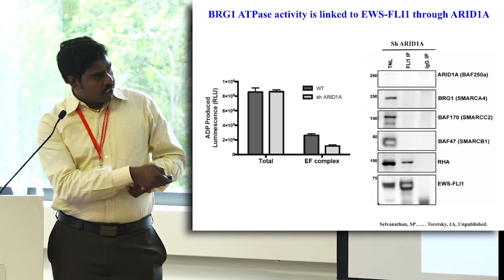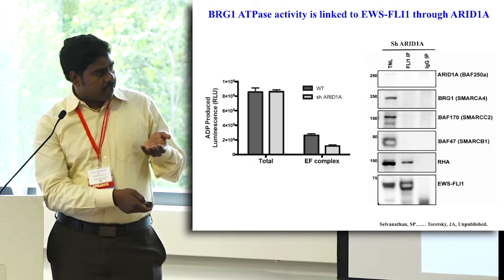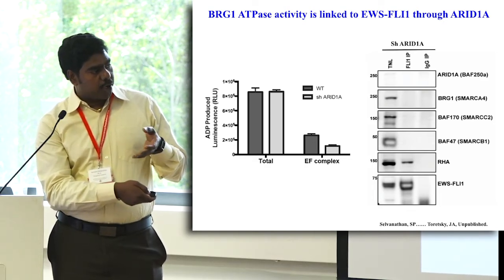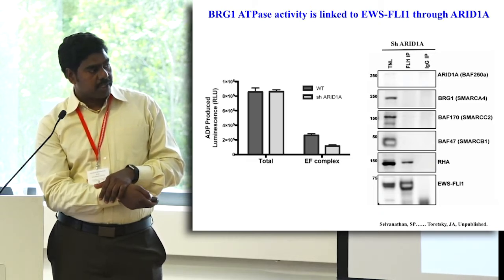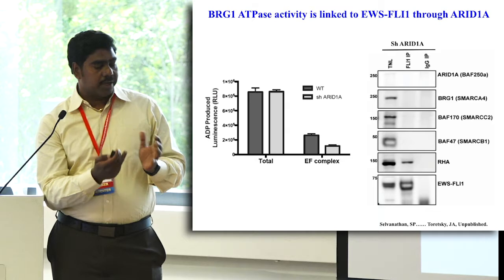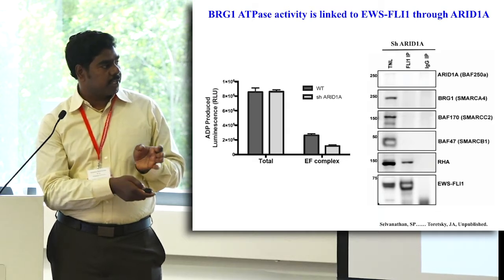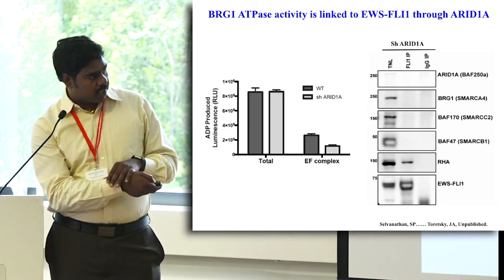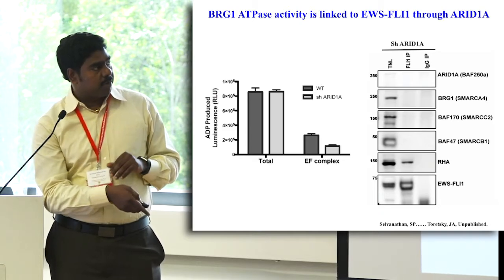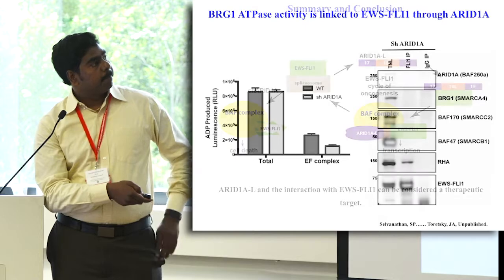But still, we do see some ATPase activity. That's because we already know that EWS-FLI1 is associated with some other known interacting partners, RHA or DDX5. So that may contribute some ATPase activity. So that's why we still see some ATPase activity signal, but it significantly dropped when we removed ARID1A.